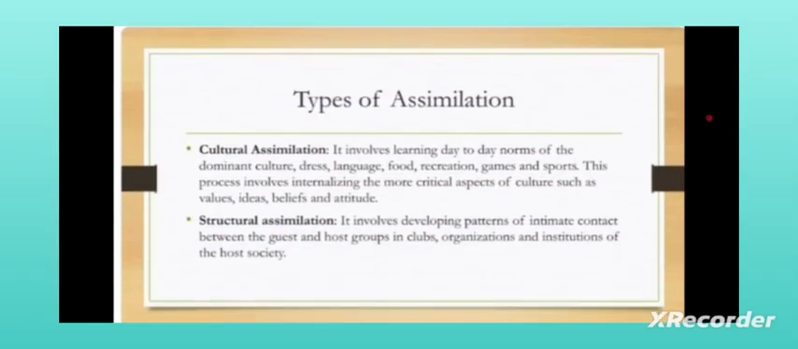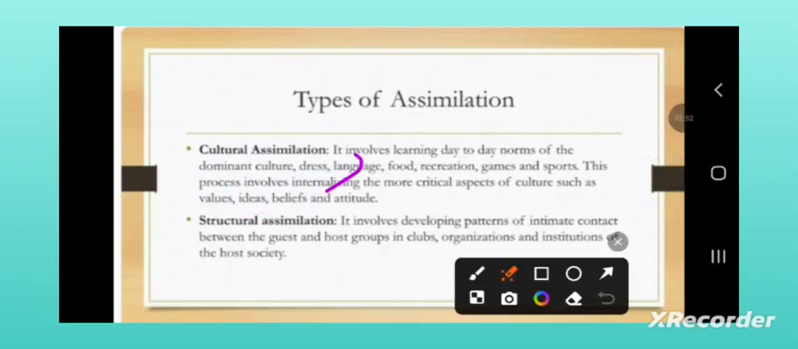Types of assimilation. Cultural assimilation, or acculturation, involves learning the day-to-day norms of the dominant culture: dress, language, food, recreation, games, and sports. This process involves internalization of the more critical aspects of culture, such as values, ideals, beliefs, and attitudes. Simply put, it's adopting the cultural practices.